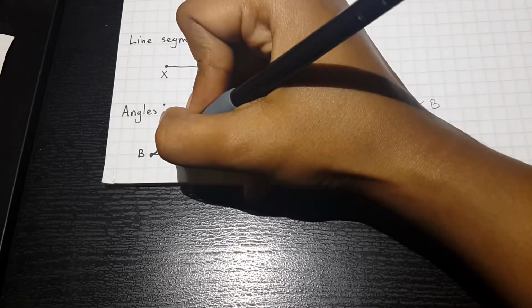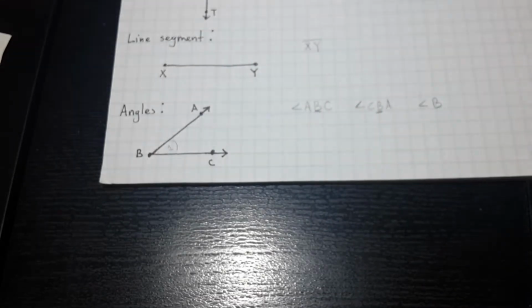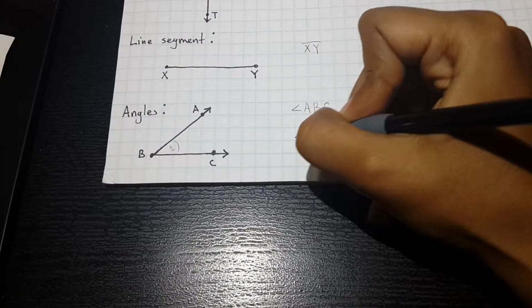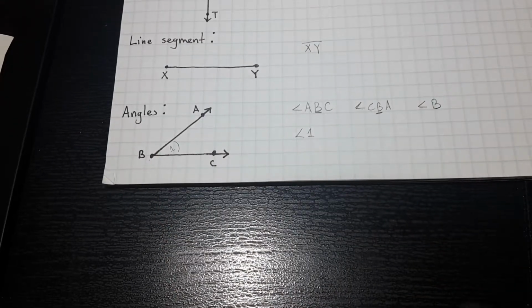Sometimes you'll see a symbol inside the actual angle right here. You can also name it that as well. So angle, whatever the symbol inside is, here.